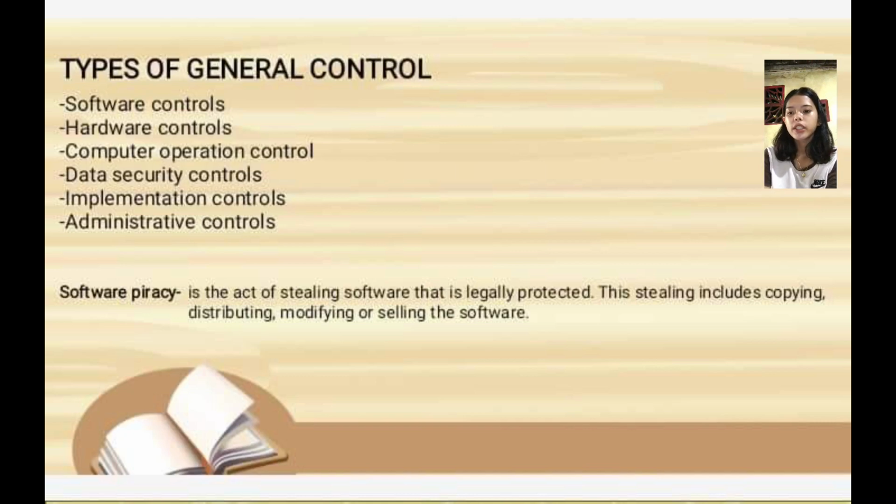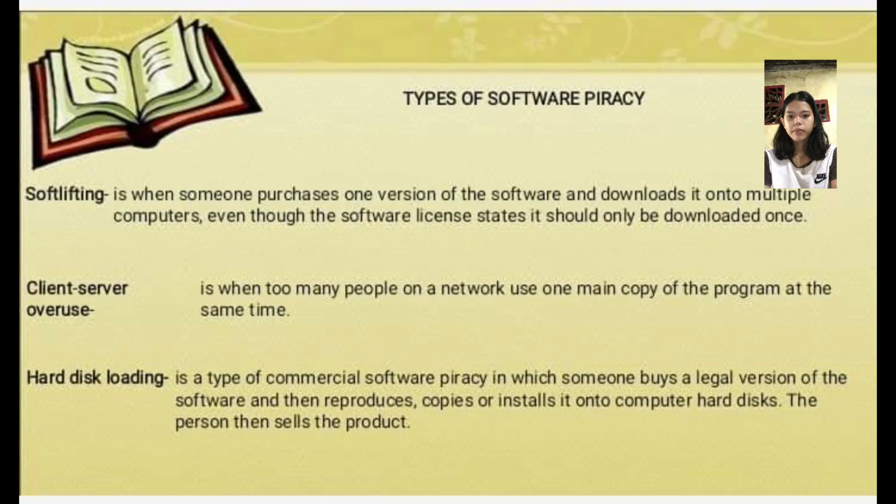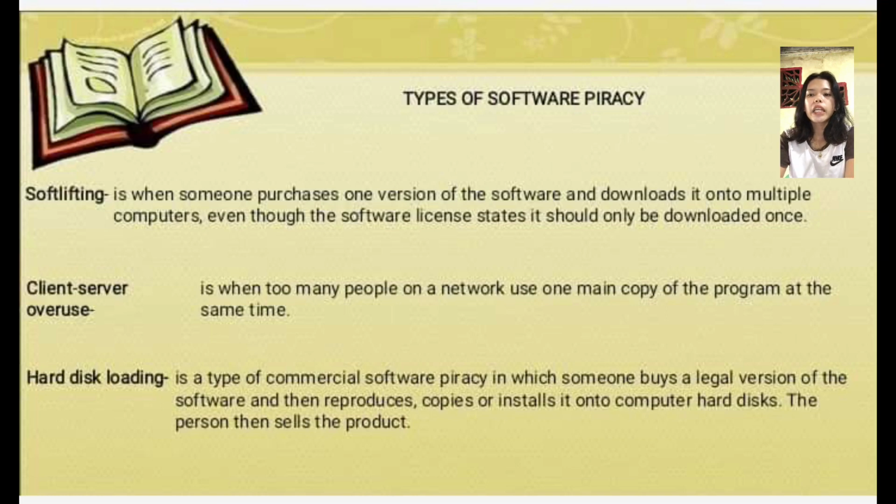Software piracy is the act of stealing software that is legally protected. This stealing includes copying, distributing, modifying, or selling of software. There are 5 main types of software piracy. This variety of pirating techniques explains how some individuals purposely pirate software while others may unknowingly be accomplices.